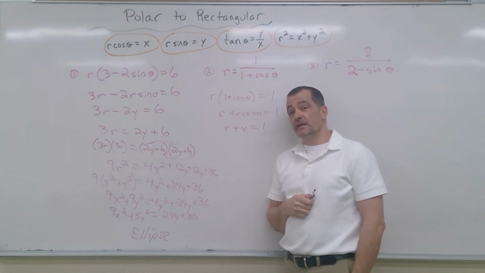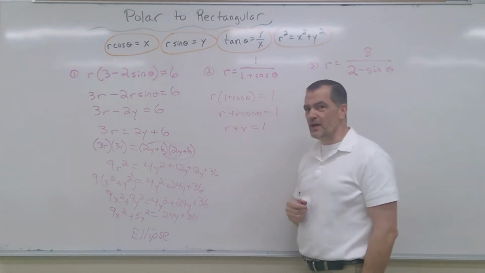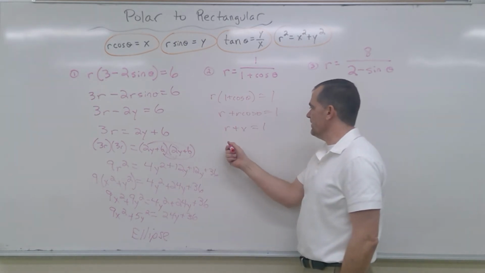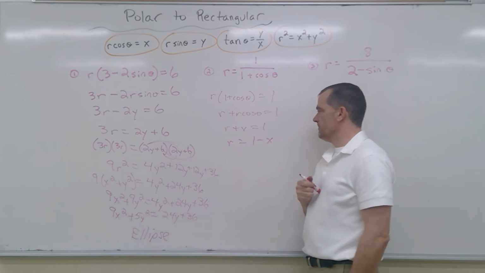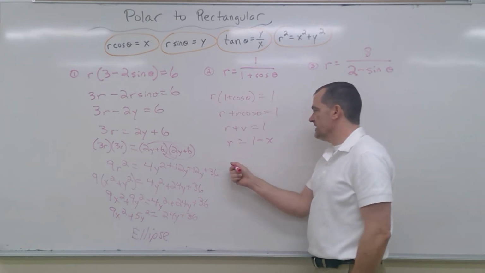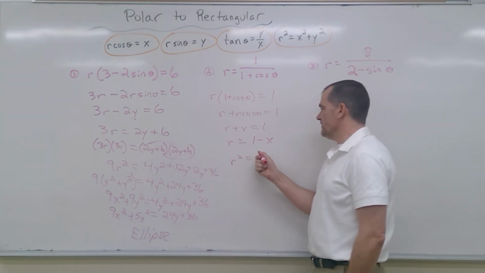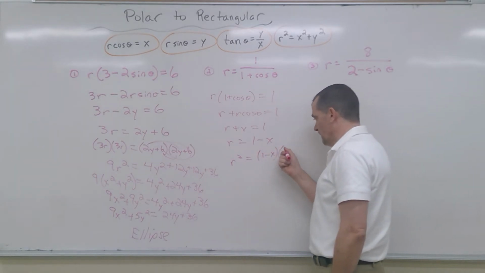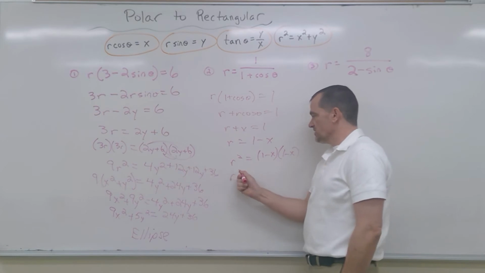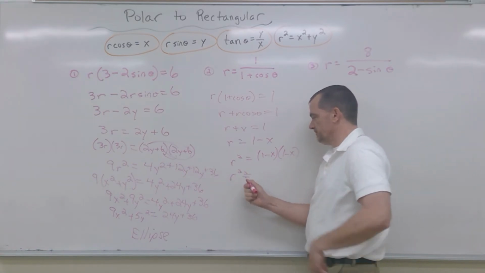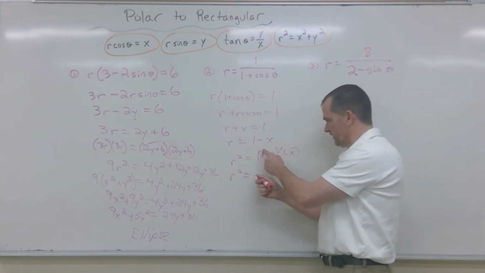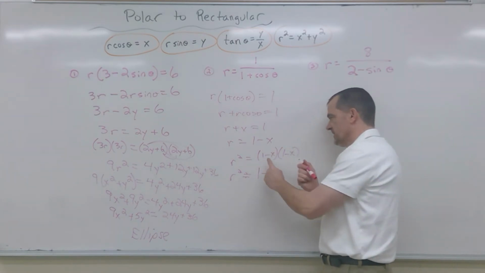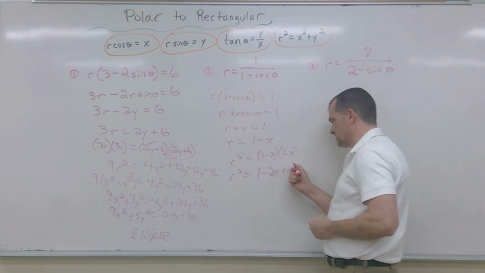I could square both sides now, but no, we don't want to do that and get an r squared and r's and make things even more complicated. I'm just going to go ahead and subtract x on each side. Now when I square both sides, this becomes r squared equals 1 minus x quantity squared, which is 1 minus x times 1 minus x. So when I use FOIL very quickly, this is out of the first, 1 times 1, outer minus x, inner minus x, that's minus 2x, negative x times negative x is positive x squared.